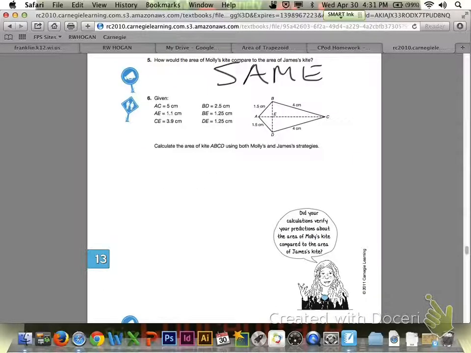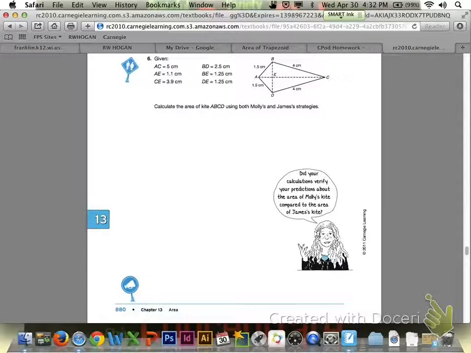If we take a look at number 5, it says, how would the area of Molly's kite compare to the area of James's kite? I think that we know that the area would be the same because it is the same kite. They're both congruent. In number 6, now you are given measurements for each of the line segments in that kite. What they want you to do is calculate the area of kite ABCD using both Molly and James's strategy. So go ahead and do that to finish off problem 2.